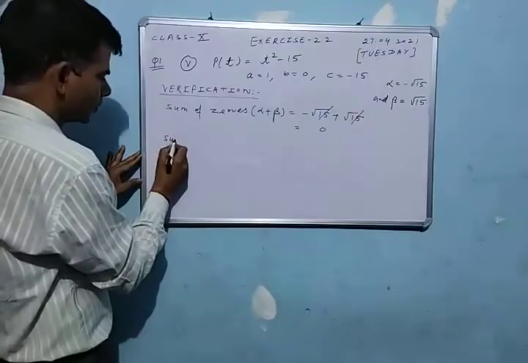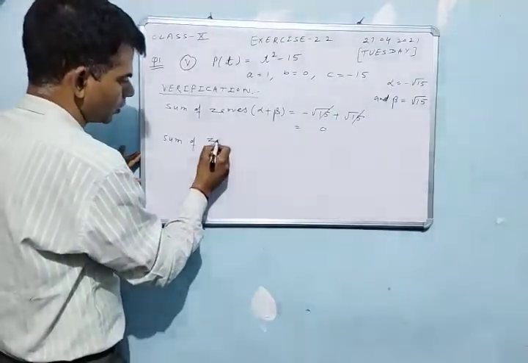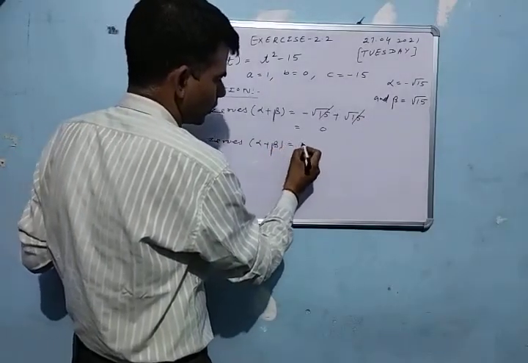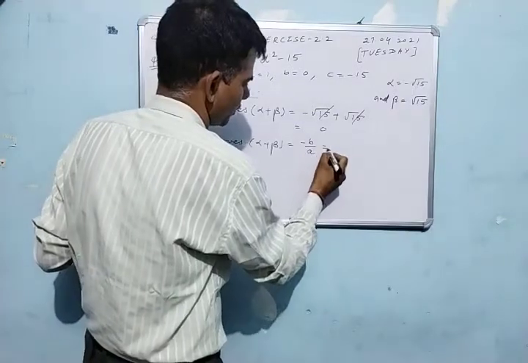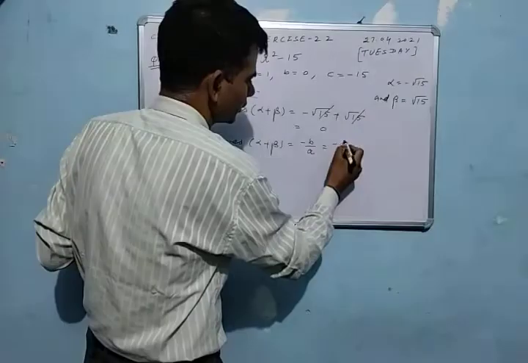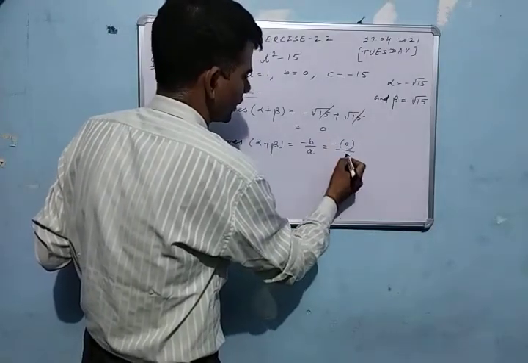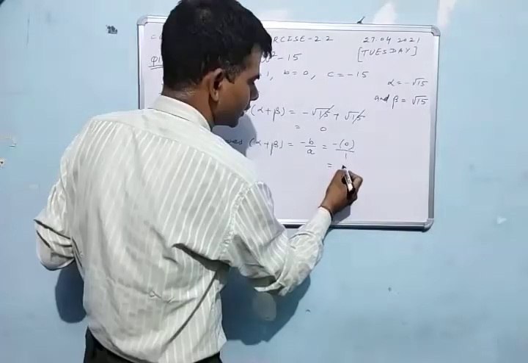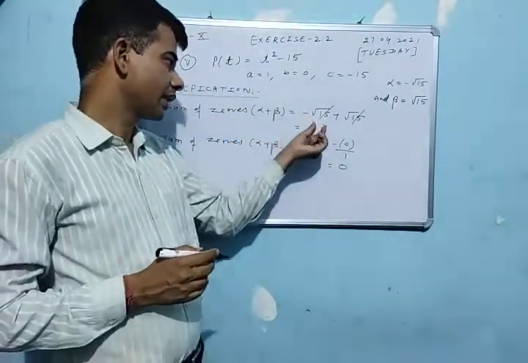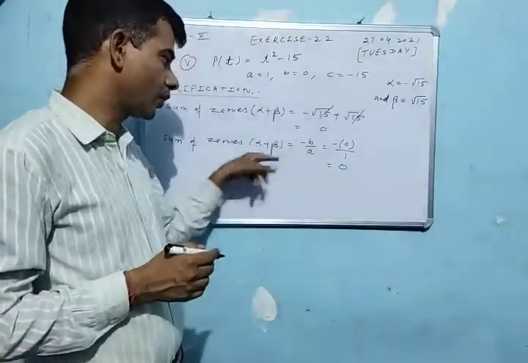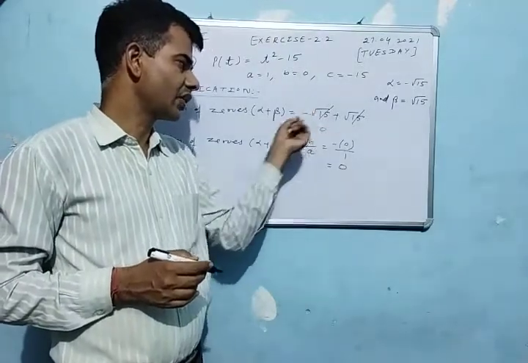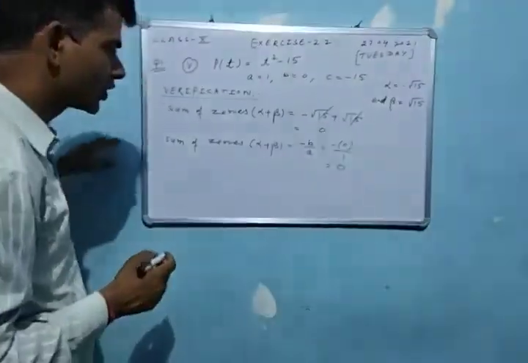Now student, sum of zeros by coefficient. Sum of zeros, alpha plus beta by coefficient, that is minus b by a. Student, what is the value of b? B is 0. What is the value of a? Student, 0 by 1, 0. Now student, the sum of zeros is 0, and the sum of zeros by coefficient is 0. These are equal values. So the sum of zeros is verified.